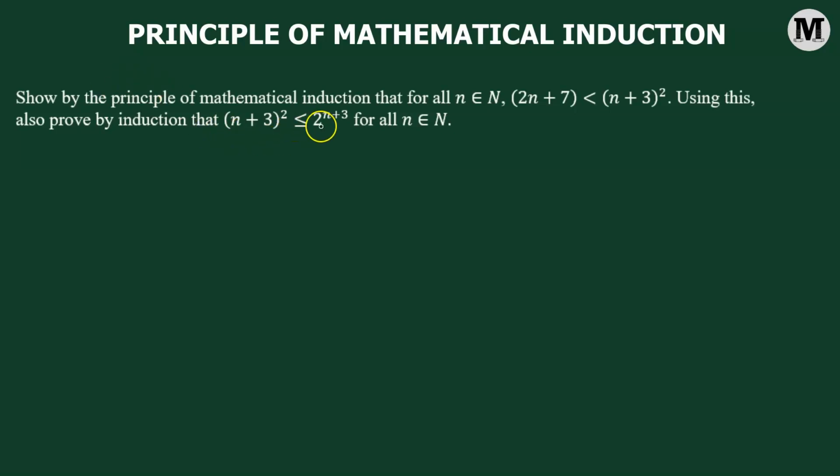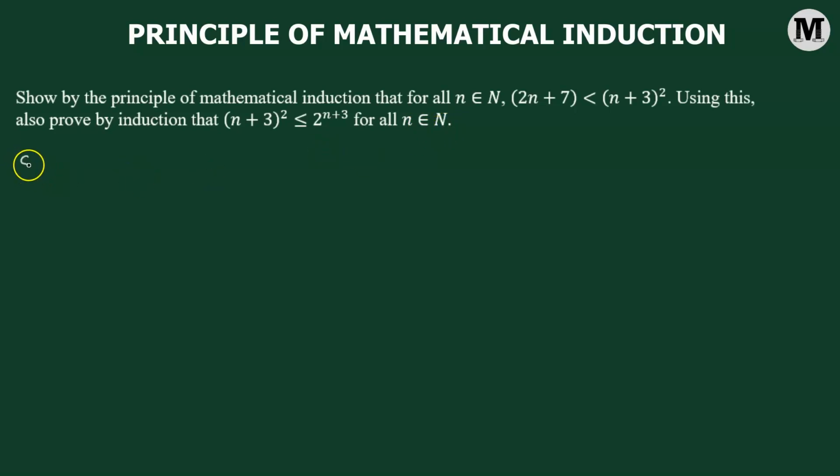Show by the principle of mathematical induction that for all n belonging to the set of natural numbers, 2n plus 7 is less than (n plus 3) squared. Using this, also prove by induction that the inequality (n plus 3) whole square is less than or equal to 2 raised to the power of n plus 3 for all n belonging to the set of natural numbers.